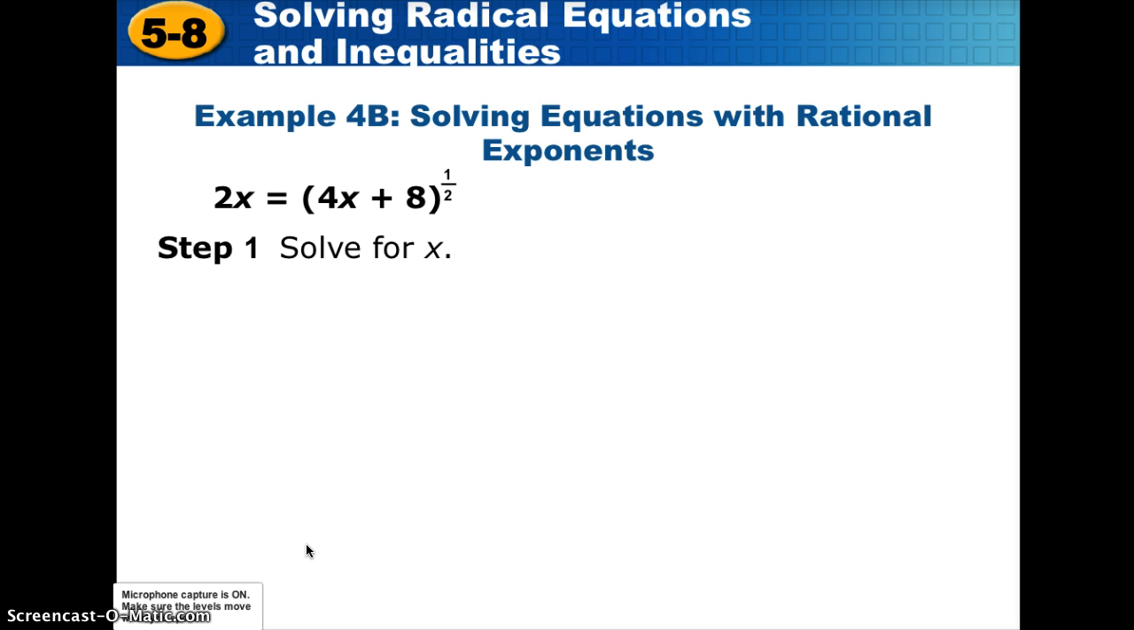In this case, because we're raising 4x plus 8 to the 1/2 power, that means we're really square rooting it. So we are going to need to raise both sides to the 2nd power and get rid of the rational exponent in that way. Turn the video back on when you are ready to check your answer to example 4B.